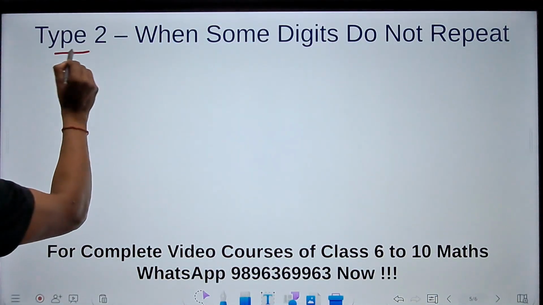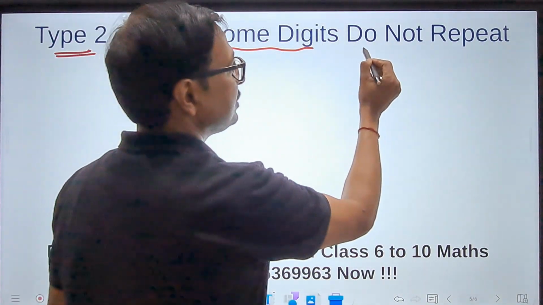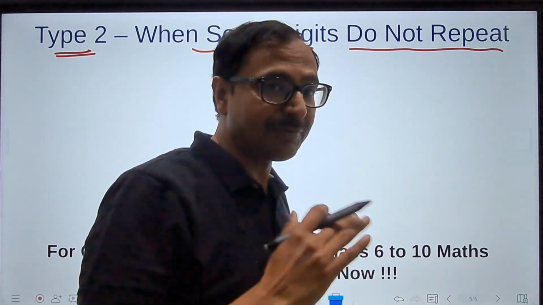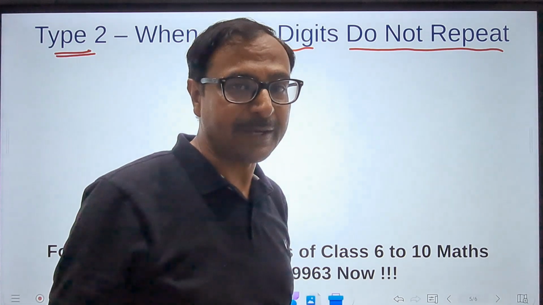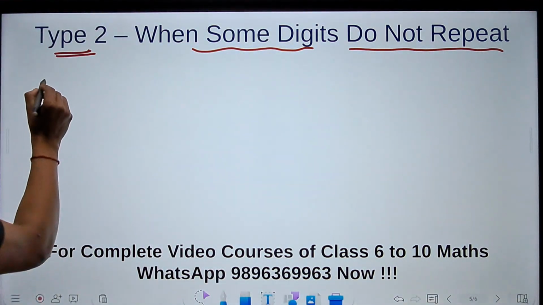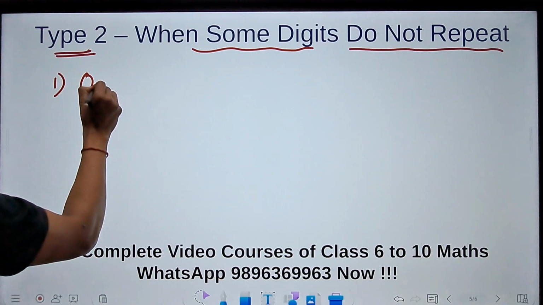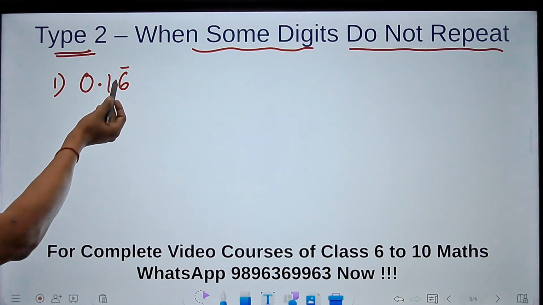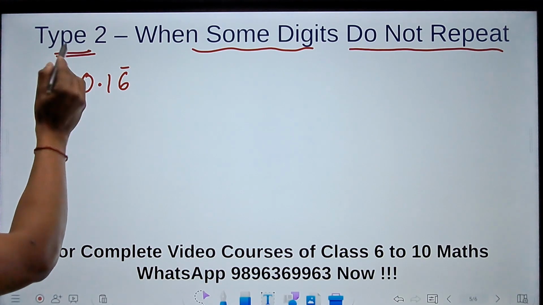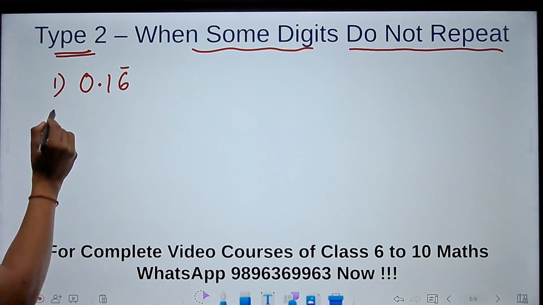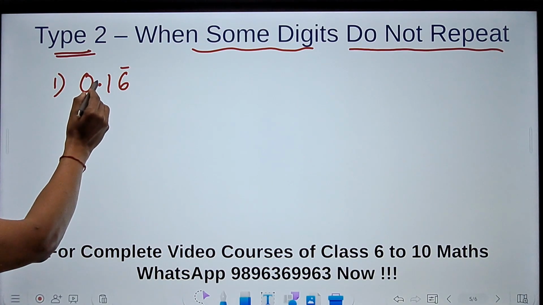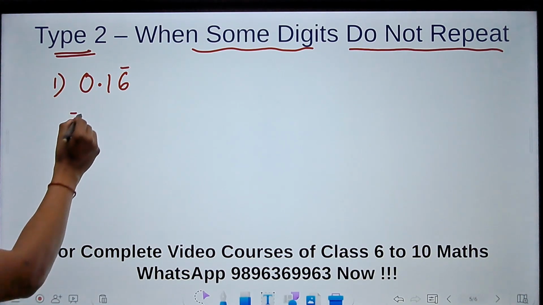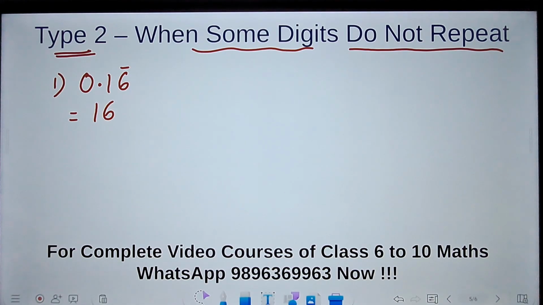Let's have the second type of questions where we have some digits which do not repeat. That means after the decimal there are some digits which are not repeating. Okay. Let's take some examples. 1. Let's have 0.16 and only 6 is repeating. Now see, there is something which is not repeating. So what do you do here? In this case, forget the decimal, forget the bar. So you get 16. And then what do you have to subtract from this?